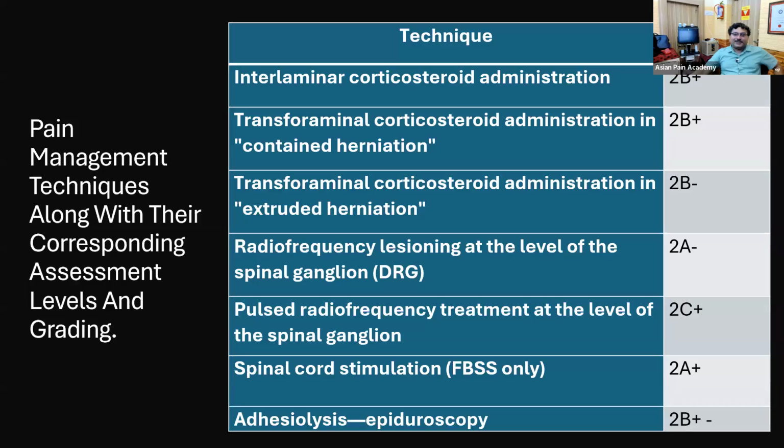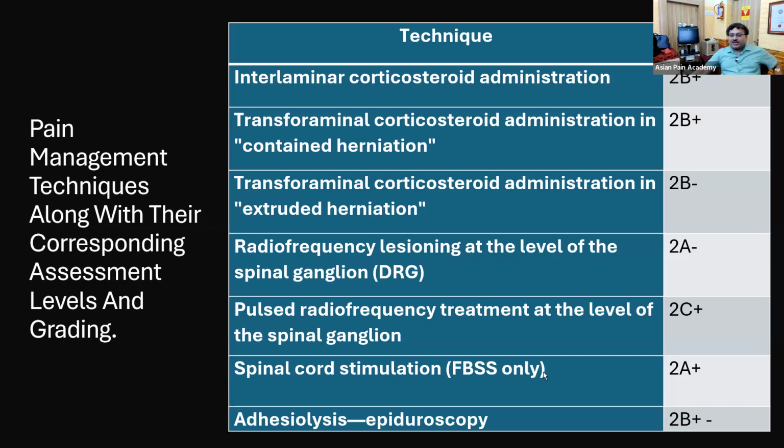So it's definitely clinical. Now coming to the clinical evidence for the procedures. It has been found that in certain conditions, transforaminal epidural injection is beneficial, especially for disc herniation, where the grade of evidence is 2B+, whereas intralaminar corticosteroid administration also has comparatively high evidence, whereas in other cases, for example, pulsed radiofrequency treatment close to the spinal ganglion or radiofrequency ablation at the level of the DRG, there is a negative recommendation.